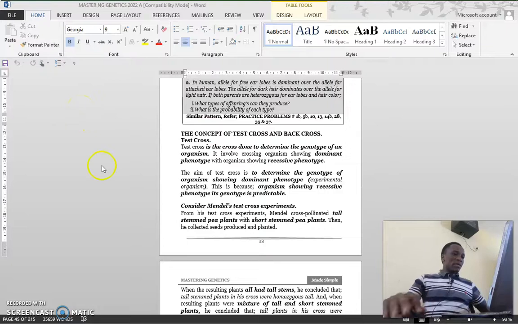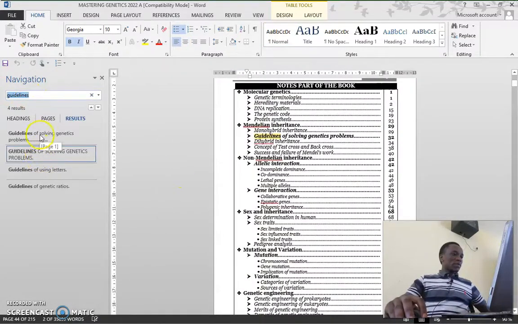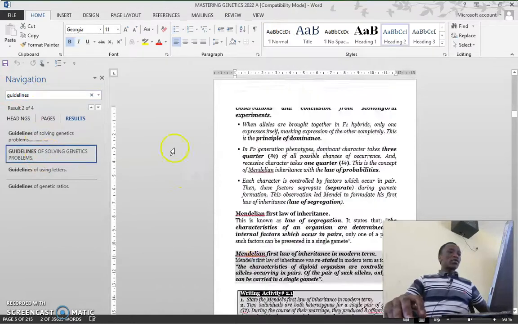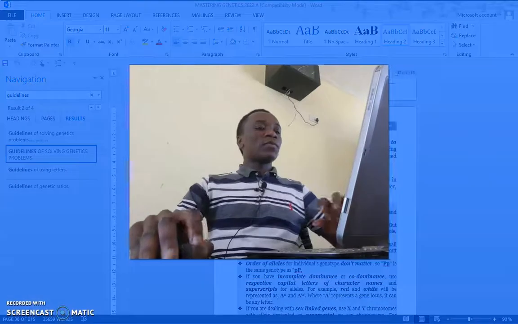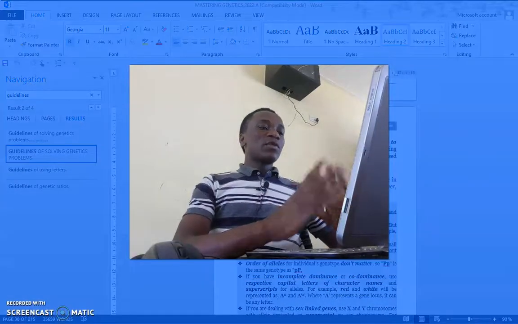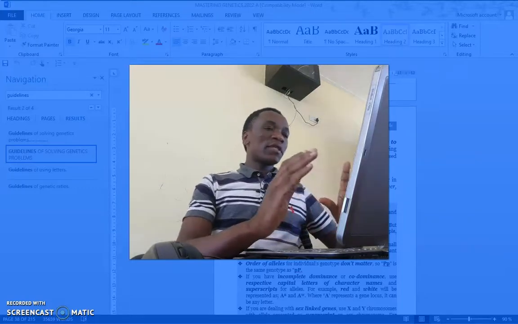Maybe let me search for something. Yes, maybe this one: guidelines of solving genetics problems. This is a very beautiful part of the book also. Now this book is going to provide you with important things to consider when you want to answer a genetics problem. Now what will be your first thing?